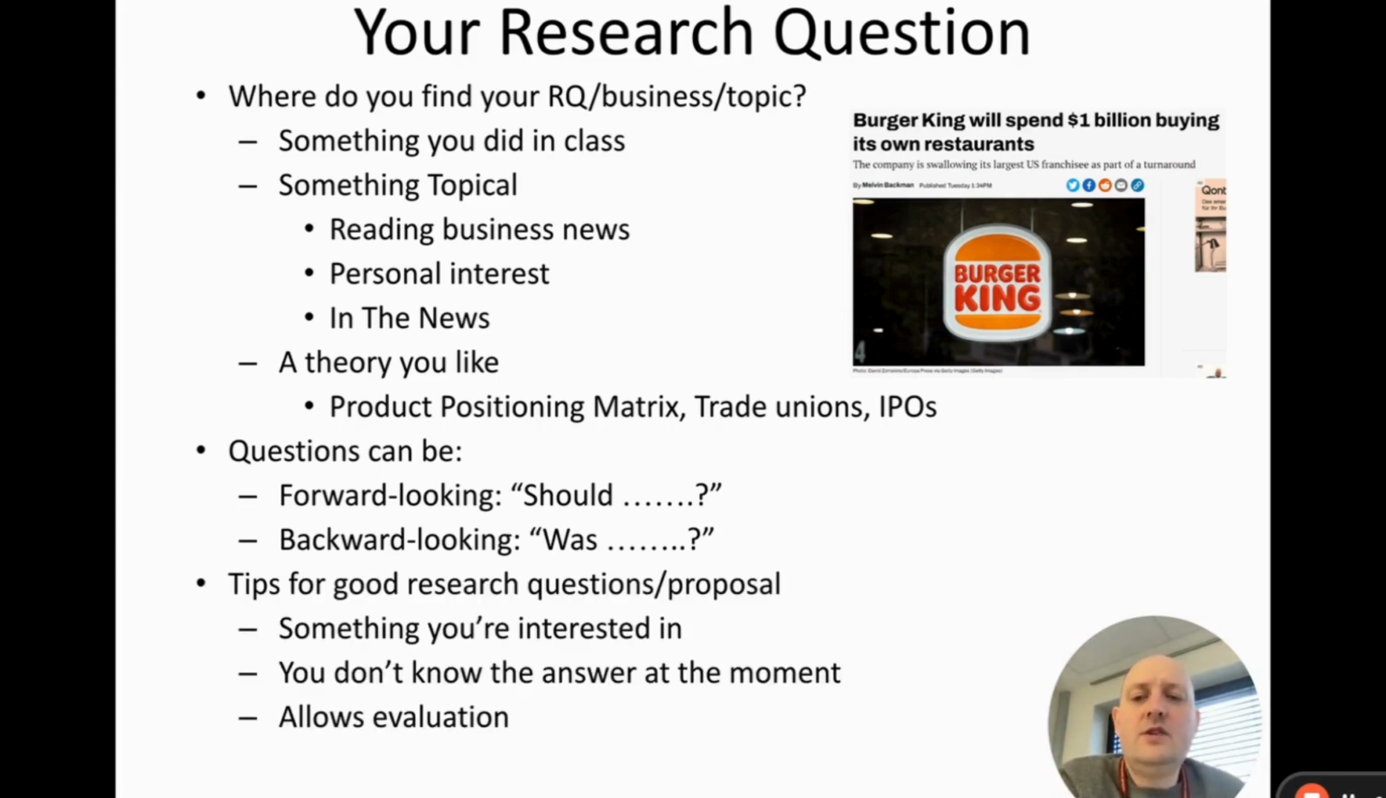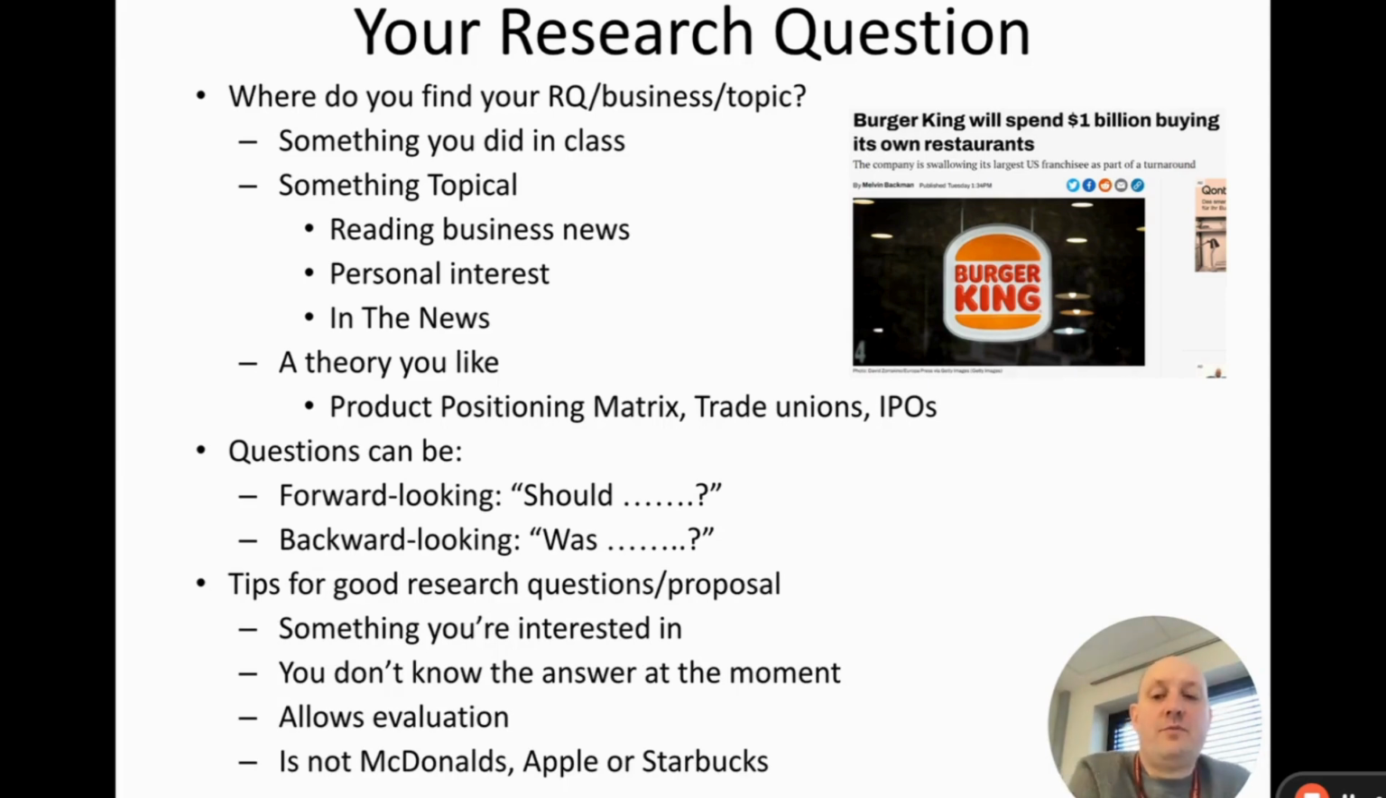And then tips for good research questions and proposals. These are general guidelines. You don't have to follow these, but choose something you're interested in. Pretty obvious. If you're more interested in it, you're more likely to want to do the research. You don't know the answer at the moment. I think this one's really important.